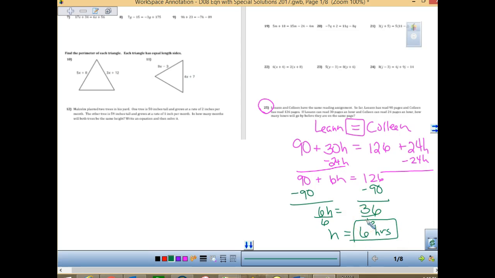Questions. Today we're doing the same type of stuff, and I think we're going to get these special solutions. Do you not have your notes?